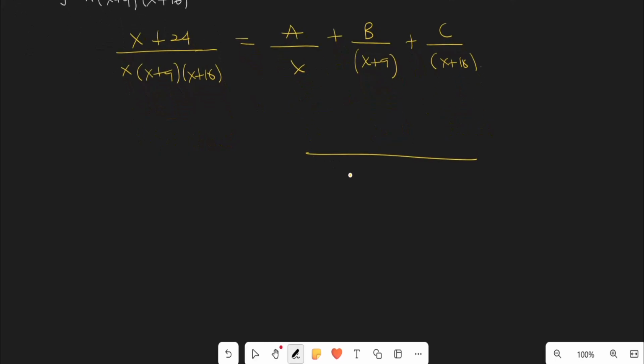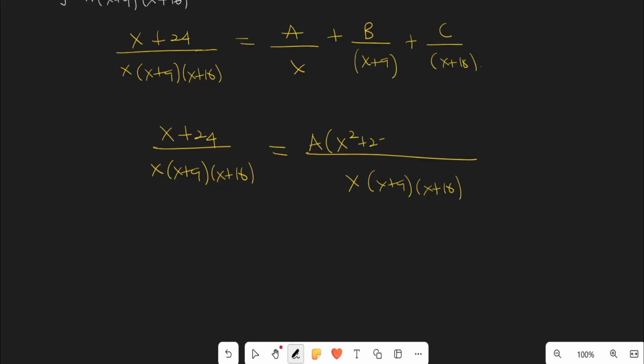And we can use the partial fraction. So the LCM here is x times x plus 9 times x plus 16. And this one we have x plus 24 here at the top, divided by x into x plus 9 times x plus 16, like this. This is equal to, now we can multiply here. So this is A multiplied by these terms here, right? So A multiplied by these terms here is the same as the original one, which is x squared plus 25x plus 144.